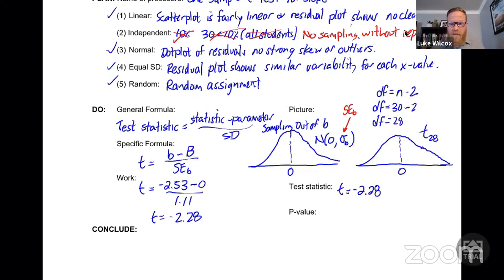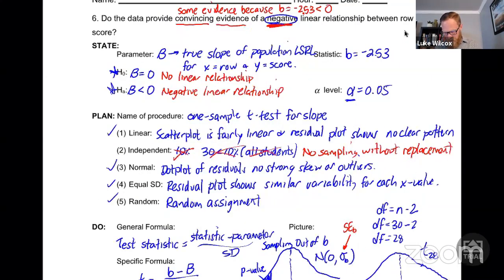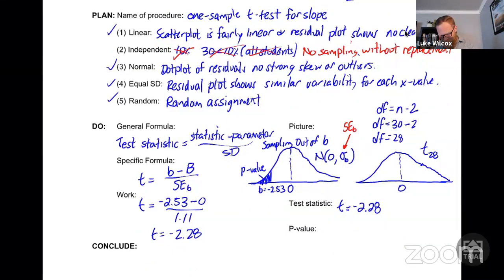Now, in order to get the p-value, we need to know how likely is it that just because of the random assignment, we would get a sample slope that we got or farther from what's expected. Now, the sample slope that we got was negative 2.53. So this right here is the p-value that we're looking for, right? Shading away from the center, consistent with the alternative hypothesis, less than 0. Now, in the standardized picture, once we standardize that b value, we got a t-test statistic of negative 2.28. And so now this area should be the same as the area in the unstandardized picture.